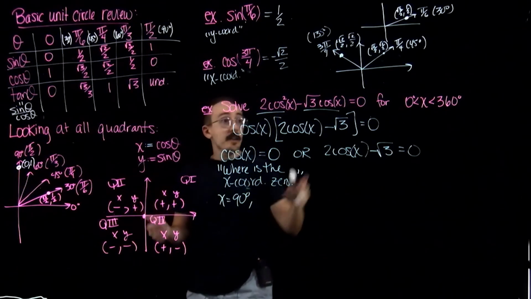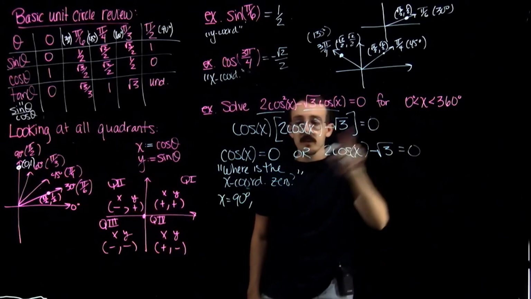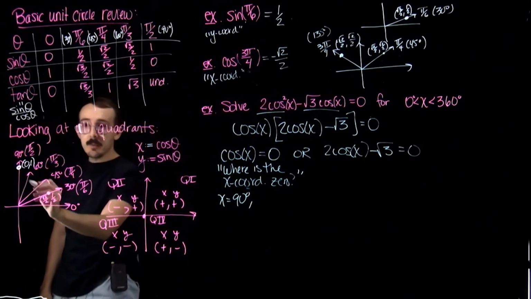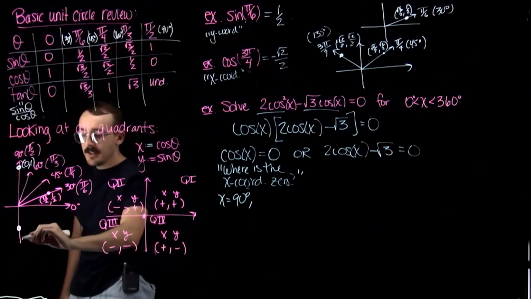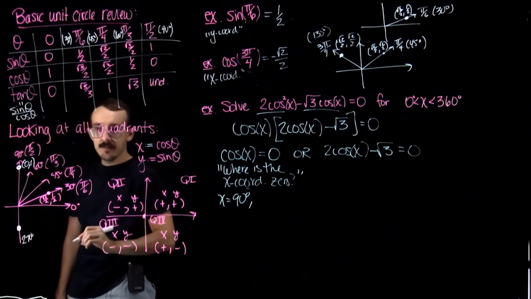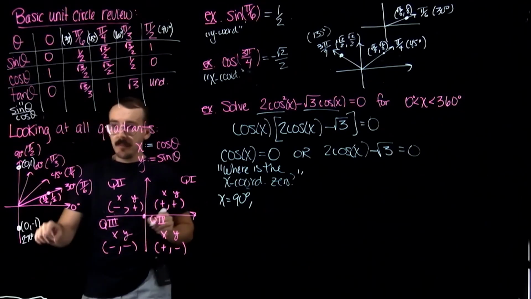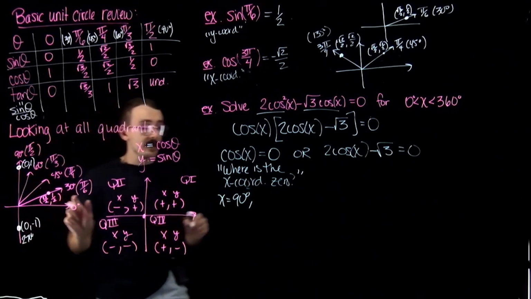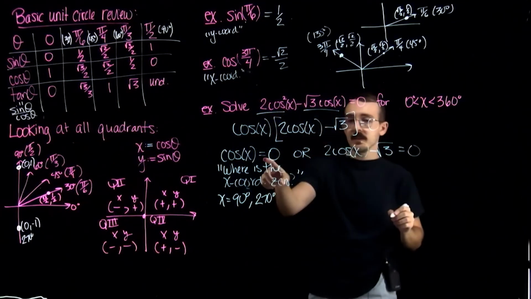Is there another spot on this interval right here from 0 to 360 degrees where the x-coordinate is 0? There is another one. If you keep going around, this point down here at 270 degrees, or 3 pi over 2, the point is 0, -1. But the important thing is that this first coordinate, cosine, is 0. So 270 degrees is another spot where this is true.